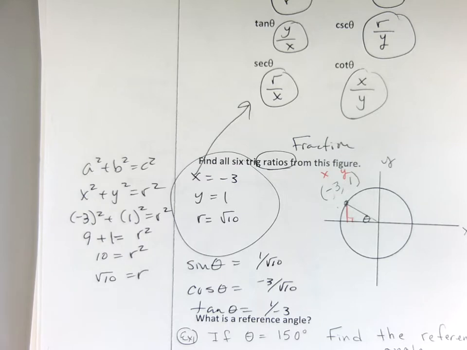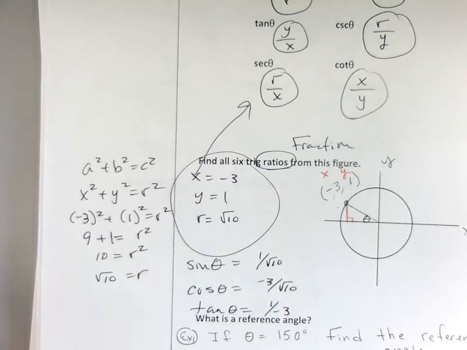How am I doing? Am I going too fast? Slow down for a second. Hopefully, give me a thumbs up if this makes sense. I mean, it really is the same stuff we did like a month ago, except it's just using x's and y's and r's instead of opposite, adjacent, hypotenuse.